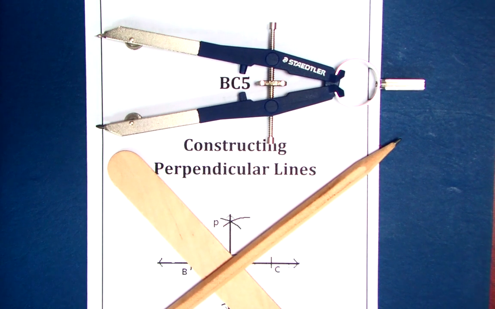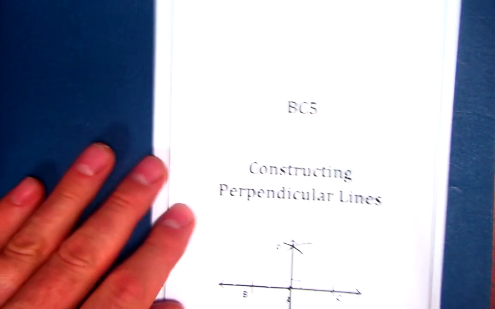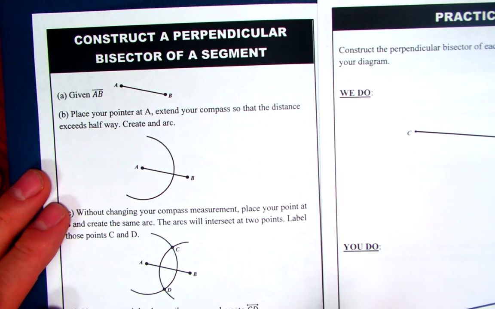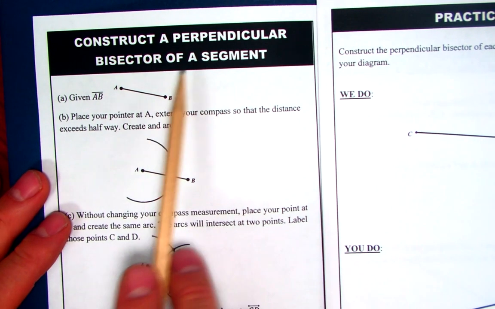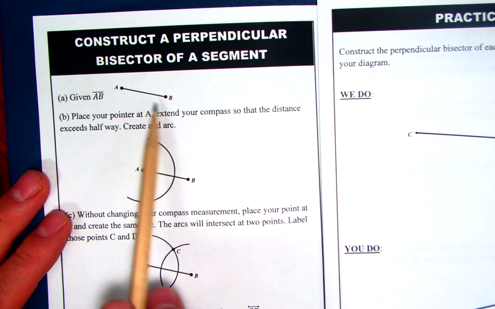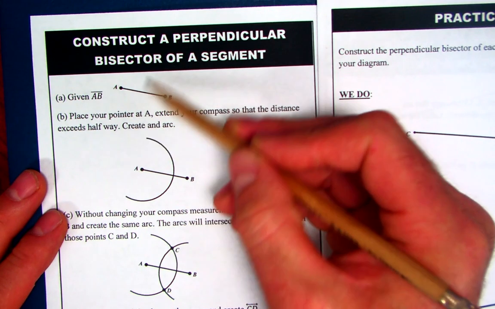All right, so in these notes, BC5, we are going to use a compass and straight edge to construct perpendicular lines. Now, the first task is just to construct a perpendicular bisector of a segment. That means split this segment into two congruent parts such that the bisector intersects it at 90 degrees.